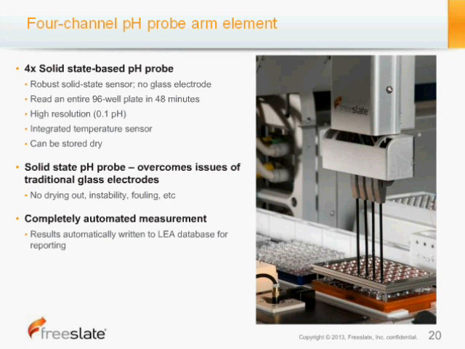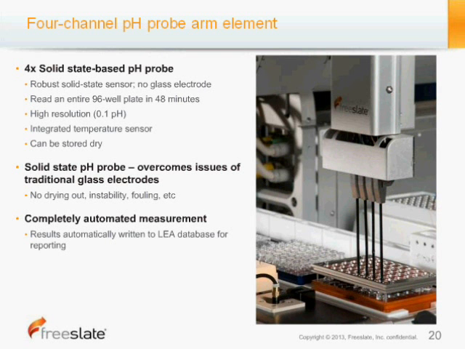The throughput of the pH arm element: it can read an entire 96-well plate in 48 minutes. The resolution is about 0.1 pH units. It has an integrated temperature sensor. And really, the solid-state pH probe overcomes issues of traditional glass electrodes.